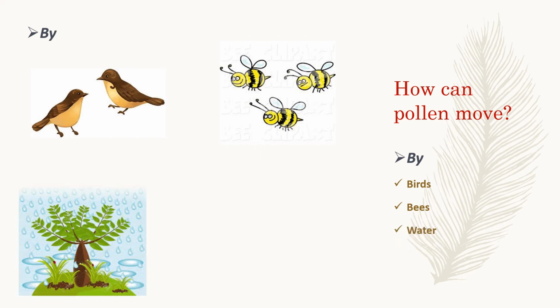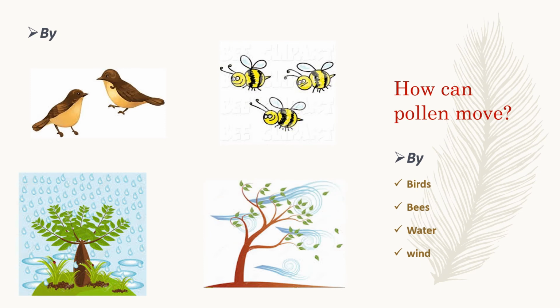And what else? Water. When the rain falls on the plant, it will carry pollen down to the soil, helping in making a new plant. Wind. And also wind, when the wind comes, it will help to fold the pollen down to the soil and then make a new plant. So how can pollen move? By four things: birds and bees, water and wind. Birds, bees, water, wind. So when I ask you how can pollen move? Birds, bees, water, wind.